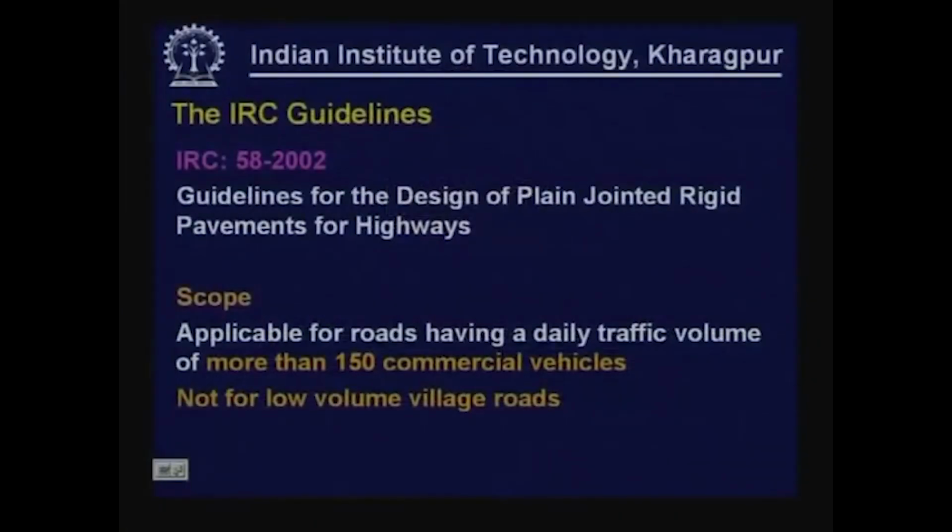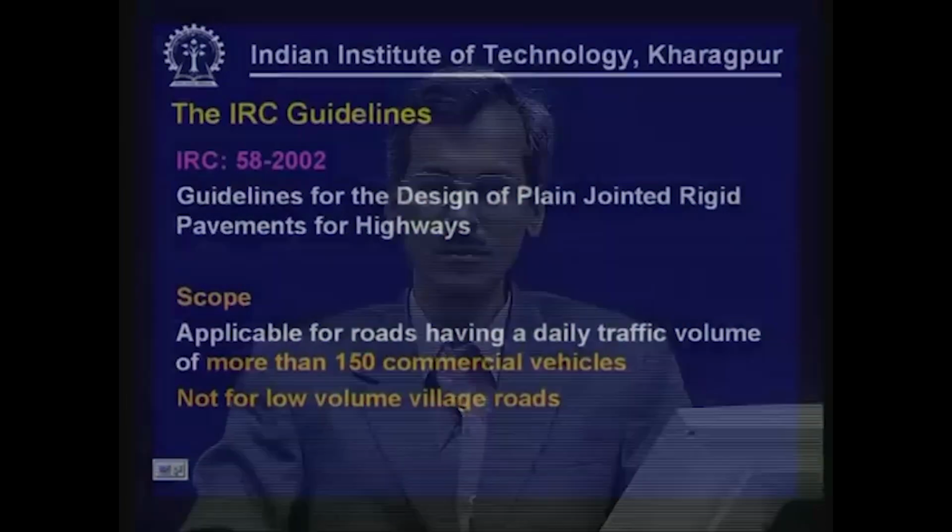The IRC guidelines are in IRC 58, in its 2002 version. It is titled Guidelines for the Design of Plain Jointed Rigid Pavements for Highways. We know that there are different types of pavements: concrete pavements, jointed pavements, they can be continuous pavements also without any joints, you can have even pre-stressed concrete. So, various types of concrete pavements can be there, but these guidelines cover plain cement concrete, not reinforced concrete or pre-stressed concrete, and jointed slabs.